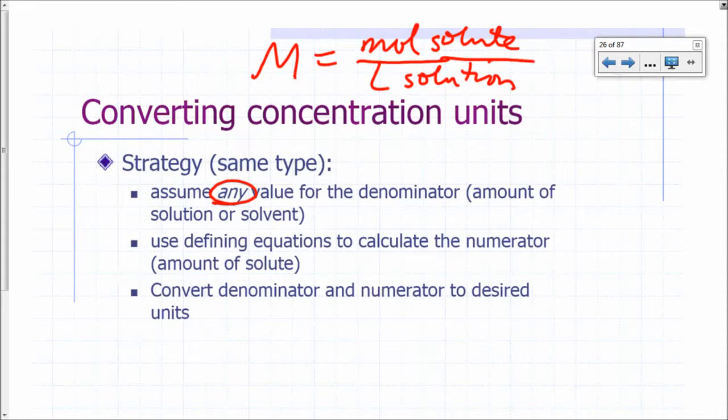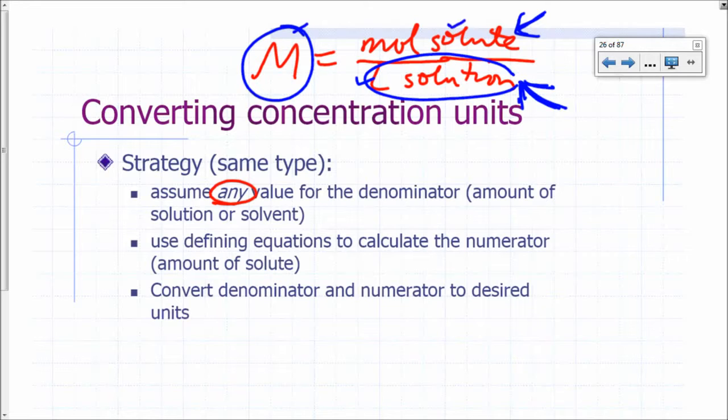Let's say you knew the molarity, then you can assume either an amount for the number of moles or an amount for the volume in liters, and you can figure out the other. If I know the molarity and the moles of solute, I can figure out liters of solution. If I assume the liters of solution, I can figure out the moles of solute. So you can assume any value for either the numerator or the denominator, and then use the defining equations to figure out the other one. Then all you have to do is convert these amounts to figure out the concentration in whatever unit you want.